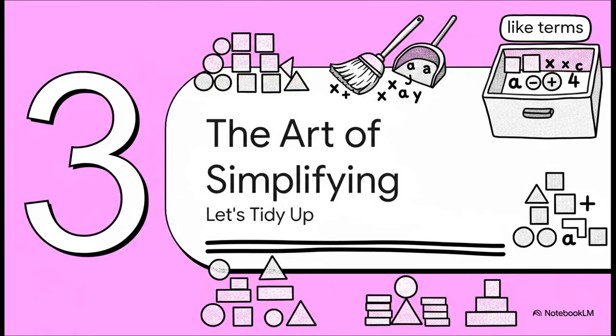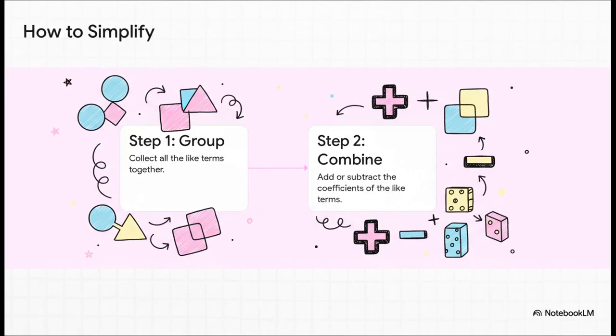So you see where this is going, right? If you know how to sort your terms, then you know how to simplify. And simplifying is really just the fancy word for tidying up these messy-looking expressions and making them nice and neat. And here's the best part. The whole process is just 2 simple steps. That's it. First, you find and group all your like terms together. Second, you just add or subtract their numbers, their coefficients. That's the entire magic trick.